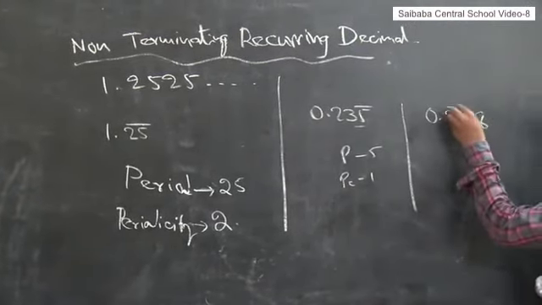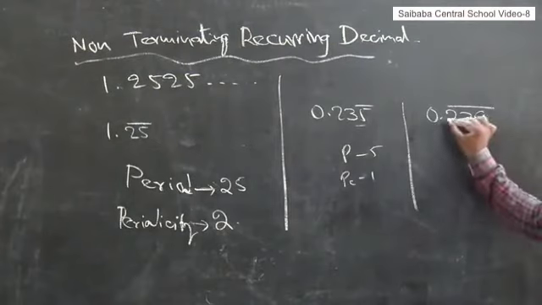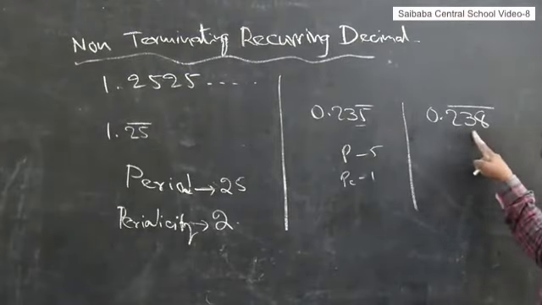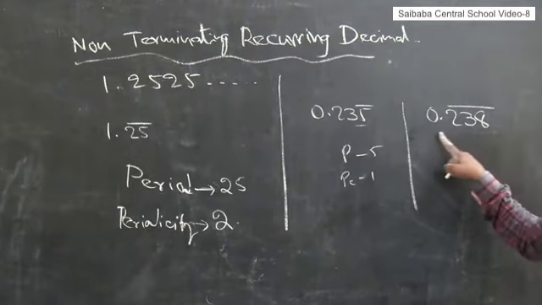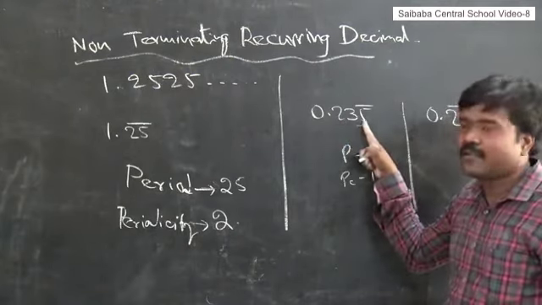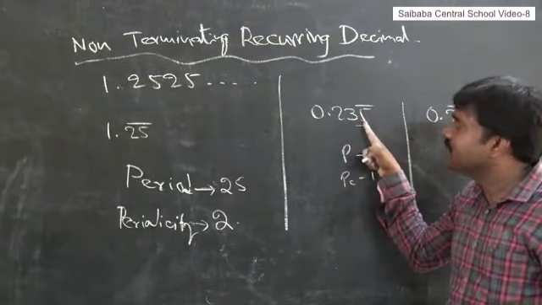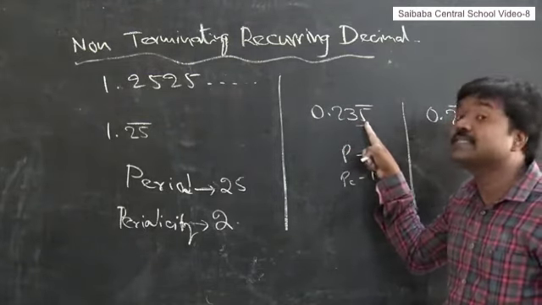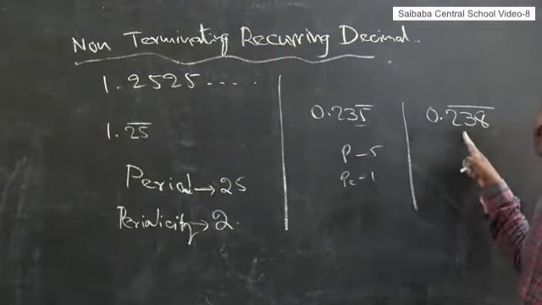One more example. 0.238 with a bar over all of it. In the decimal expansion, the bar is there for all the digits. Then this is a pure recurring decimal, pure repeating decimal. In the previous example the bar was there for only some digits, some are not repeating, only some digits are repeating. Then that is a mixed recurring decimal. This one is a pure recurring decimal.